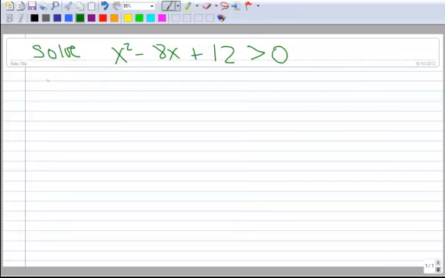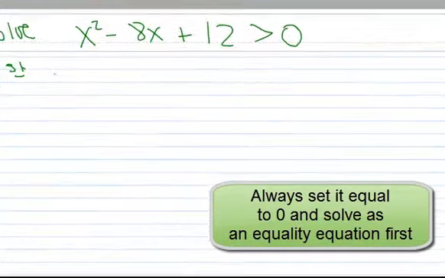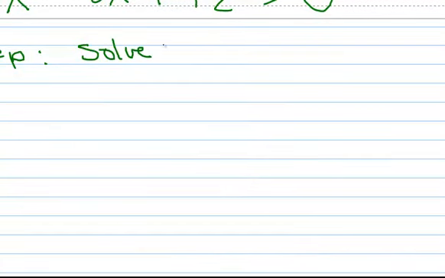Alright, in this video we are going to solve this quadratic inequality. In this example we've got x squared minus 8x plus 12 is greater than 0. So your first step, always, is to solve the quadratic pretending like it's an equals. So, x squared minus 8x plus 12 equals 0.